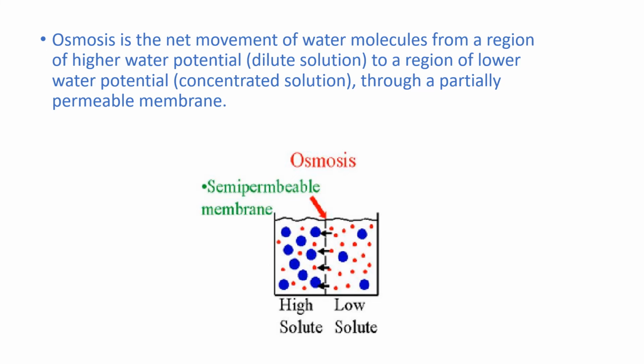So osmosis can be defined as the net movement of water molecules from a region of higher water potential to a region of low water potential through a partially permeable membrane.